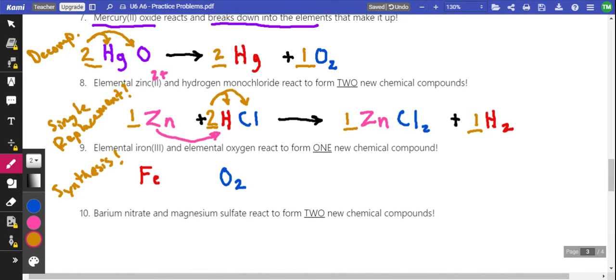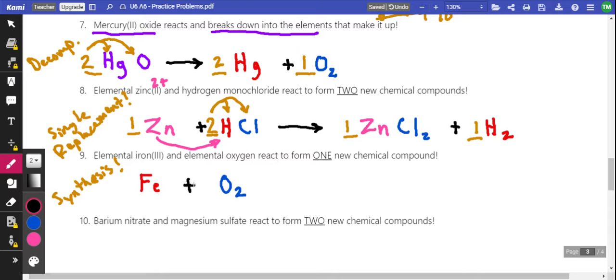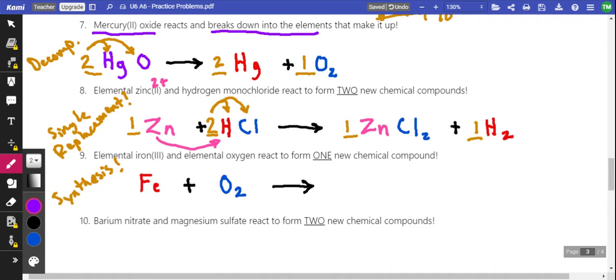Okay. In a synthesis reaction, I basically just shove everything together. Everything just gets piled into one compound. All right? I just have to make sure that I cancel out the charges correctly. So my Fe is just going to combine with my O2 to synthesize a single product. Everything's getting shoved into one chemical. So that's kind of the key thing about synthesis: you get one product.